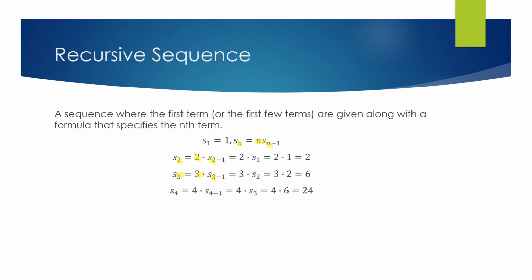S sub 4 would equal 4 times S sub 4 minus 1. So that's 4 times S sub 3. 4 times 6 is 24. S sub 5 would be 5 times S sub 5 minus 1, which is equal to 5 times S sub 4, which is 5 times 24, equals 120. That's an example of a recursive sequence.